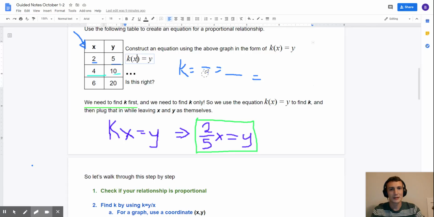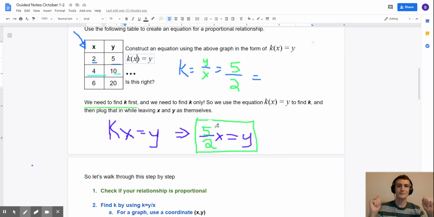But hopefully what I just did there is proof. K doesn't equal x over y, does it? What does k equal, class? What does k equal? What a freaking brain fart, guys. K equals y over x, which gives us 5 over 2. So this is going to be 5 over 2 x equals y. That is the correct answer.